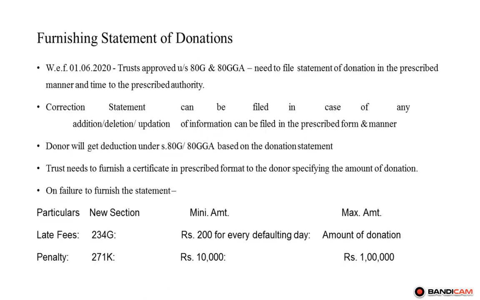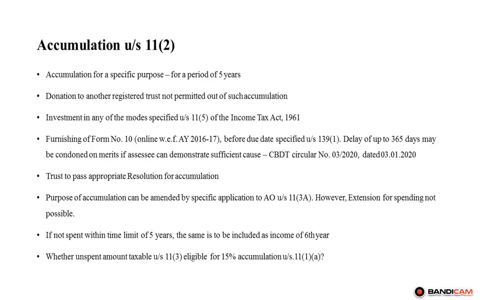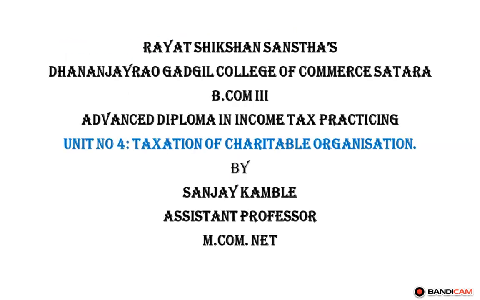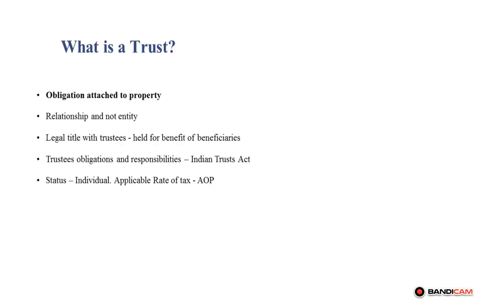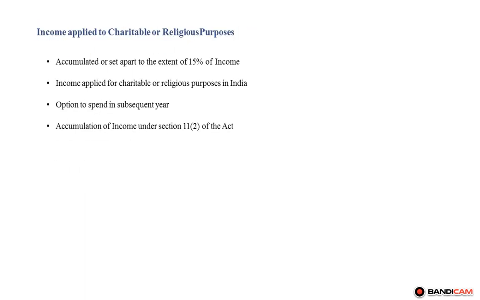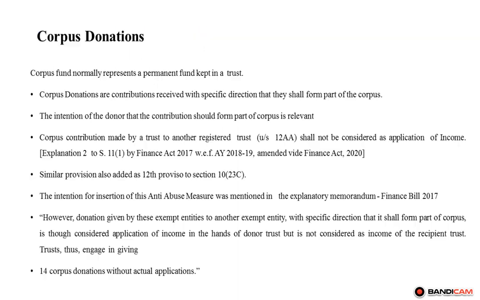Okay, thank you. So here we studied donation, depreciation, scheme, and what is a trust. Again we revise corpus donation and anonymous donation. Trust, we already discussed what is meant by trust. Scheme of exemption we already discussed. Application of income of a charitable organization or religious trust, or the purposes to apply the income, we already studied.